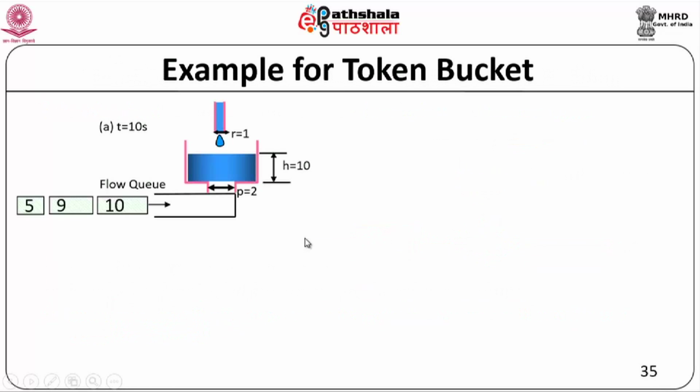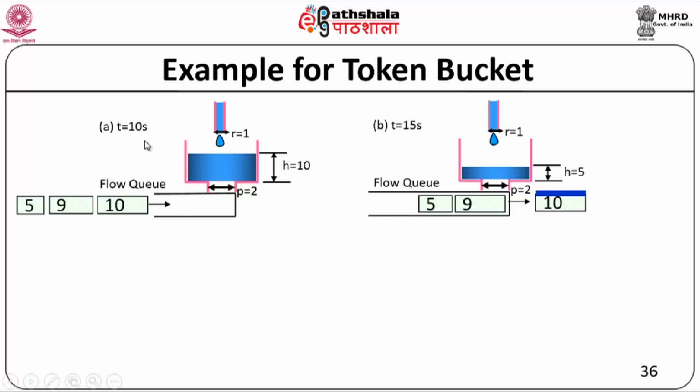Look at this example. Let us say R is equal to 1, so you are generating 1 token per second, and I have a bucket of capacity 10. Packets are coming in here. At T equal to 10 seconds, nothing has been sent, so 10 tokens have been accumulated in the buffer. Now when this packet of size 10 comes in, there are 10 tokens available in the buffer, so this packet of size 10 can now be sent out. I send this out.